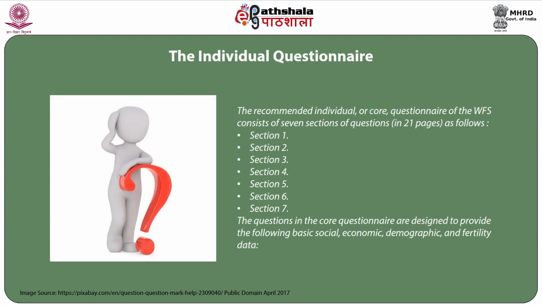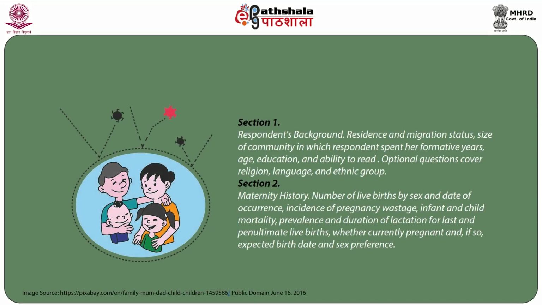Now we'll have a look at the individual questionnaire. The recommended individual or core questionnaire of the WFS contains 7 sections of questions in 21 pages. The questions in the core questionnaire are designed to provide the following basic social, economic, demographic, and fertility data. Section 1. Respondent's background, residence and migration status, size of community in which respondent spent her formative years, age, education, and ability to read. Optional questions cover religion, language, and ethnic group.